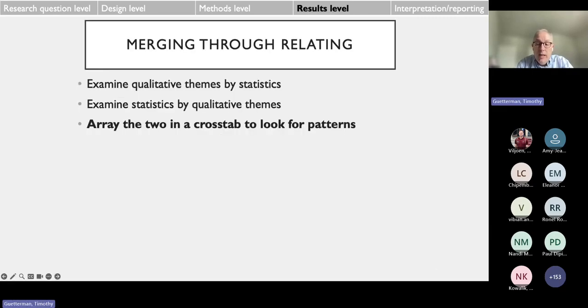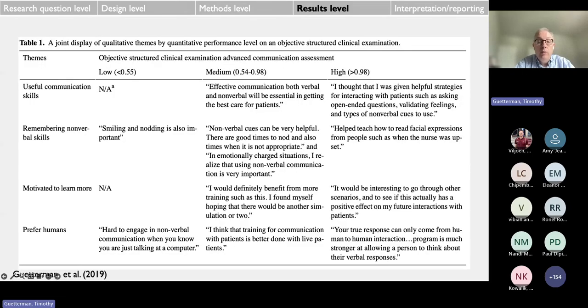So merging through relating is the last integration strategy I'll go through as we're winding down to the end here. Relating is this idea that we're looking for patterns. It's kind of like a cross tabulation or a contingency table, if you're familiar with the statistical term. But the idea of merging through relating is to look at themes by statistics or statistics by themes. And I'll show an example so you can see what I'm talking about.